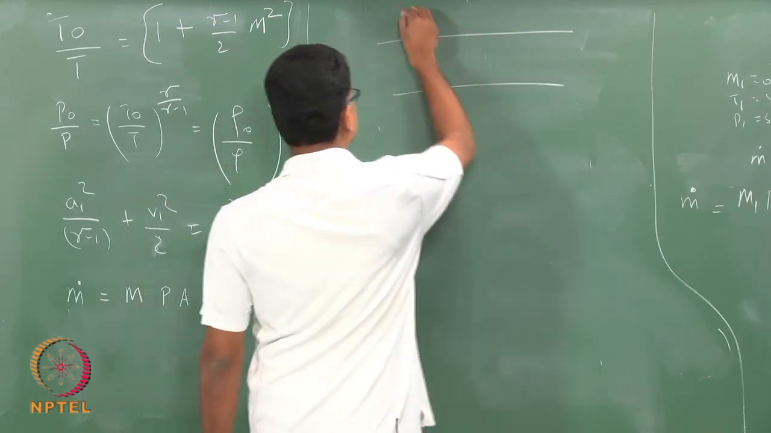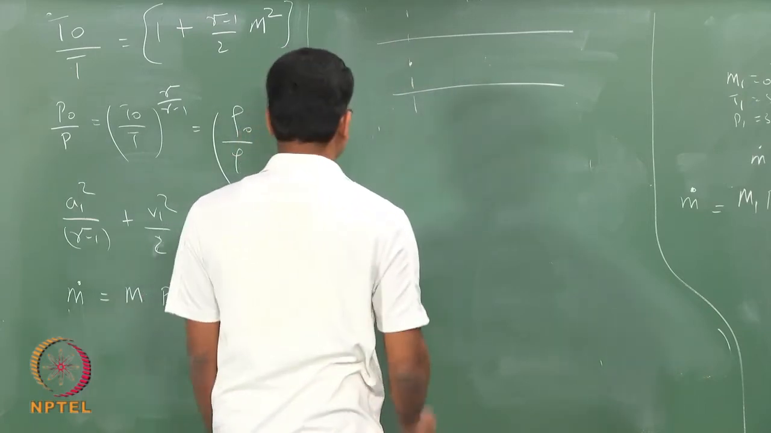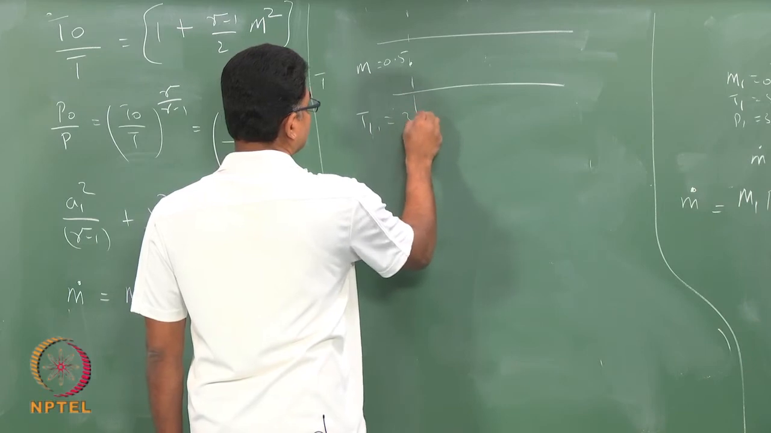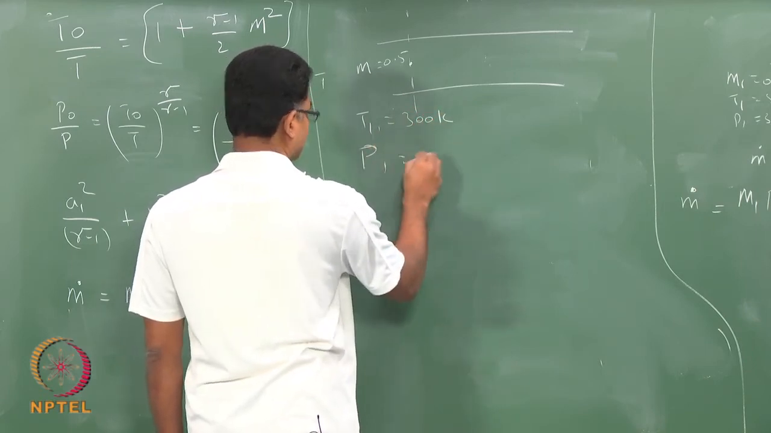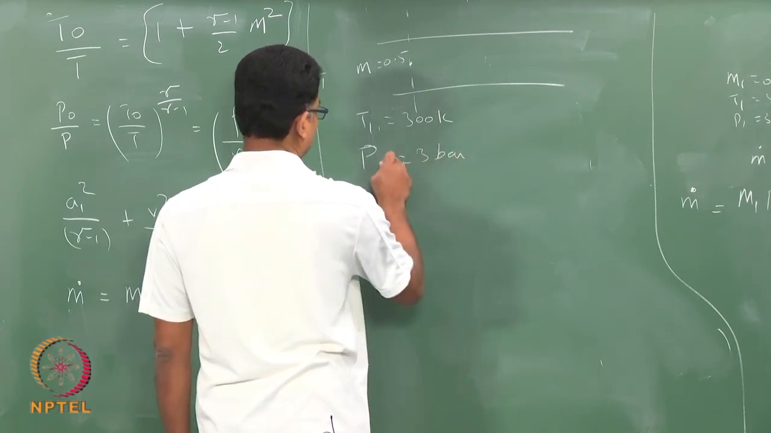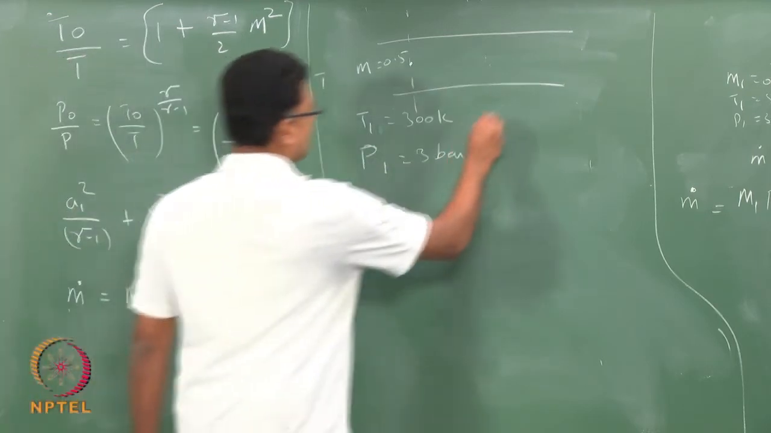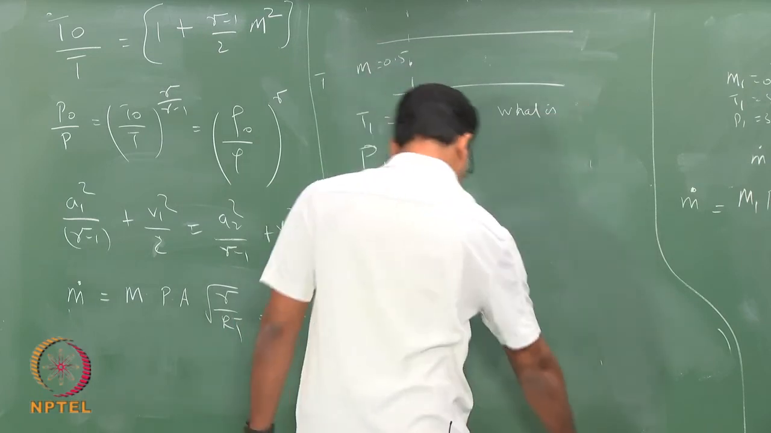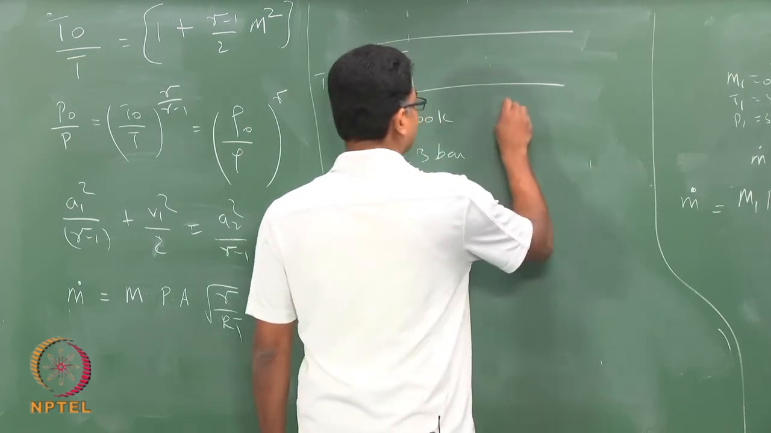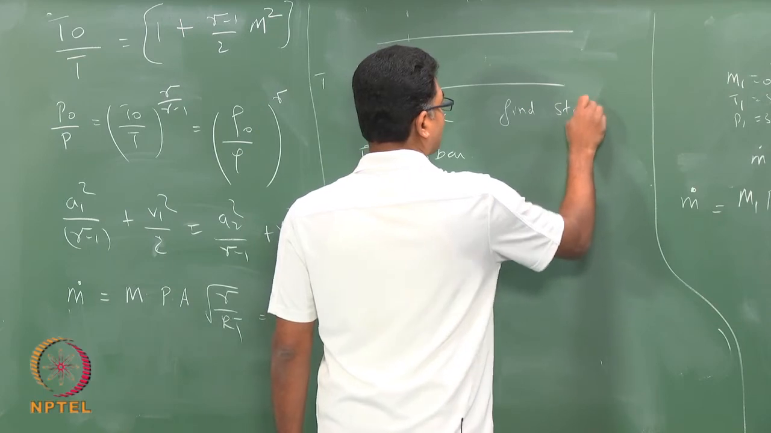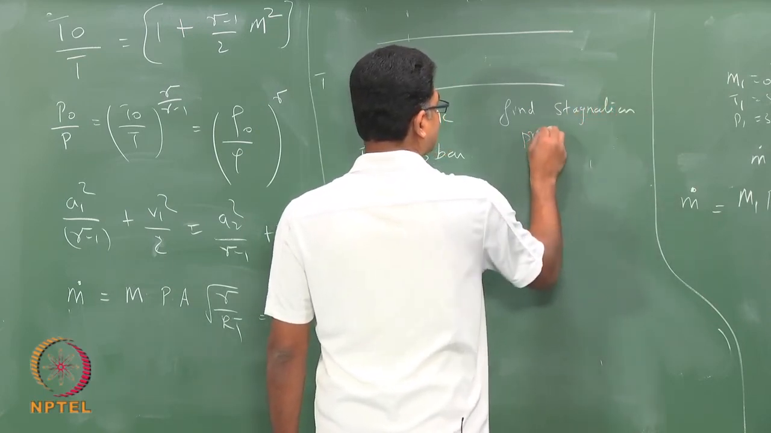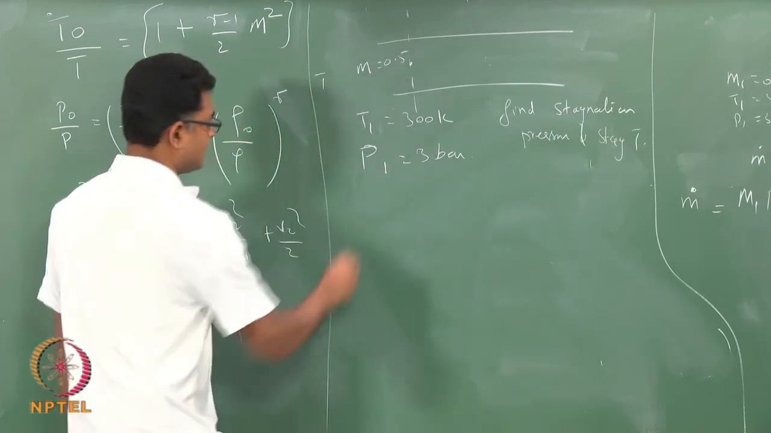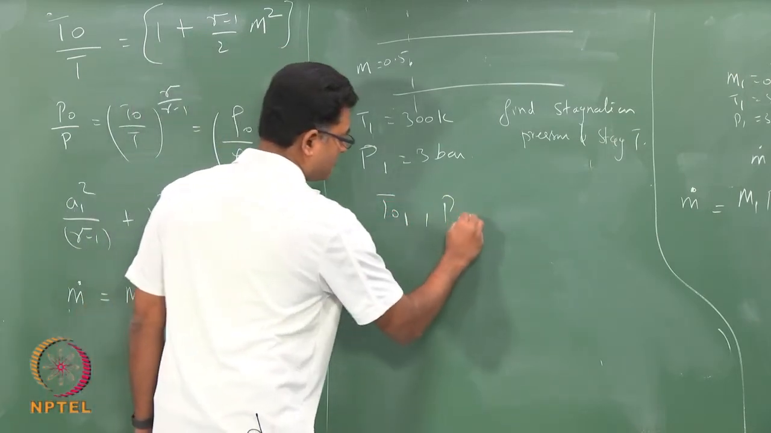I have a duct at some point here. I have M equals 0.5, T1 is 300 Kelvin, P1 is 3 bar. Okay. Find the stagnation pressure and stagnation temperature, which essentially means find T01 and P01.